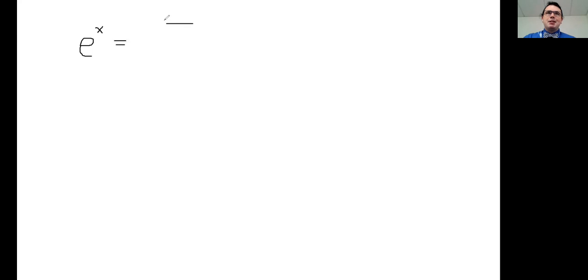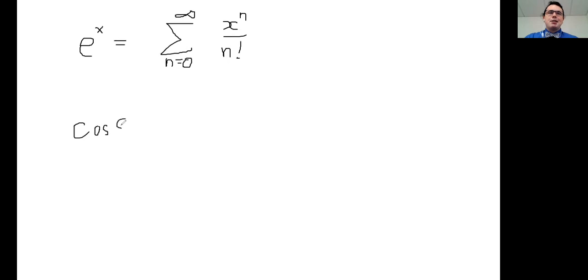One of them is that the exponential function, e to the power x, can be written as a power series, the sum from n equals 0 to infinity of fractions x to the power n divided by n factorial. This will be one of my common formulas that I'm using today.